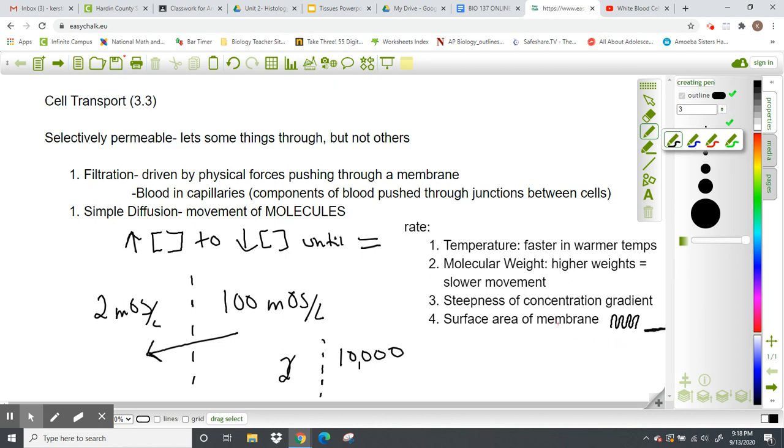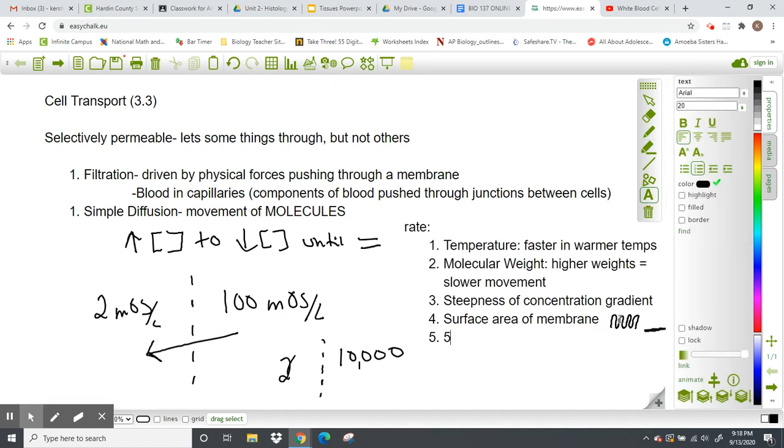So more surface area, more movement, and then also the permeability of that membrane. If that membrane is much more permeable to that substance, then it's going to move that substance much faster. So all five of these are situations and characteristics that are going to affect the rate of diffusion across a membrane.